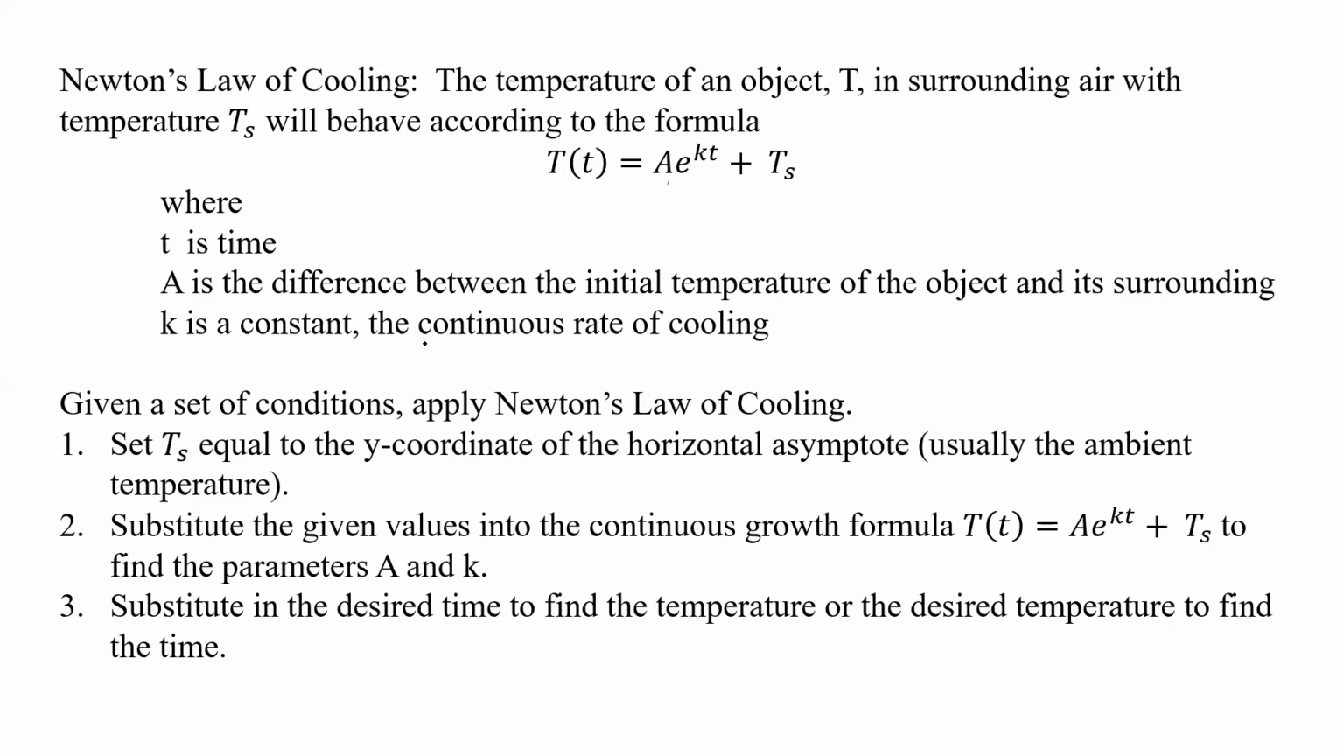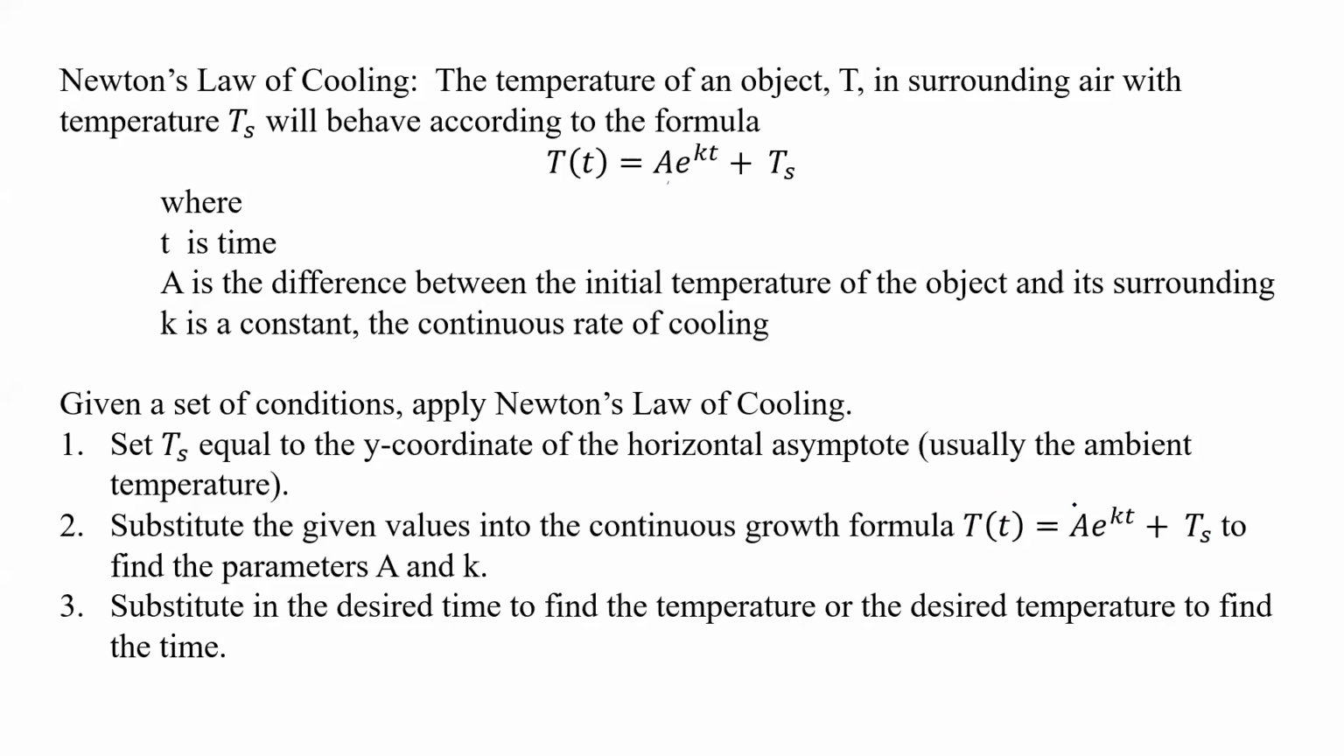Well, what we do is we set Ts equal to the y coordinate of the horizontal asymptote. Usually it's the ambient temperature, whatever the ambient temperature of the room is. Then we substitute given values into the function to find the parameters A and K. So maybe you plug in at time 0, the ball that you put into the room was 50 degrees or something. And then your initial temperature of the room, maybe that was 70 degrees.